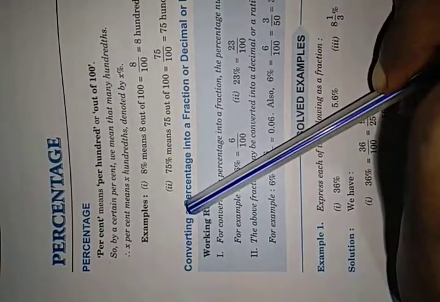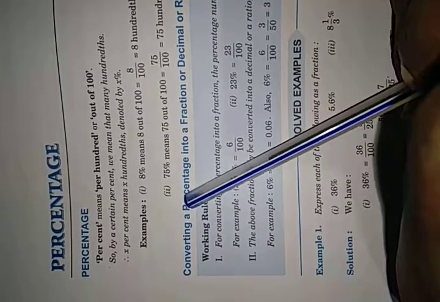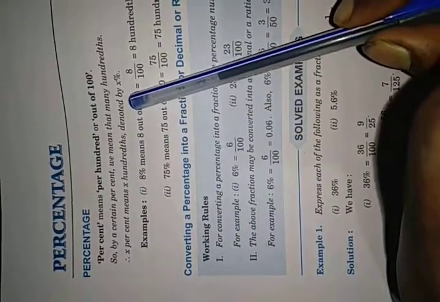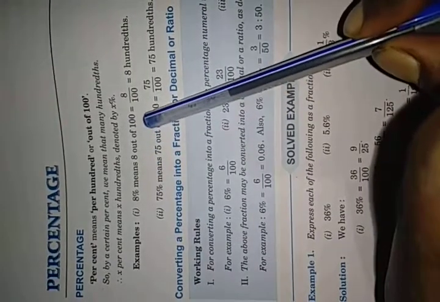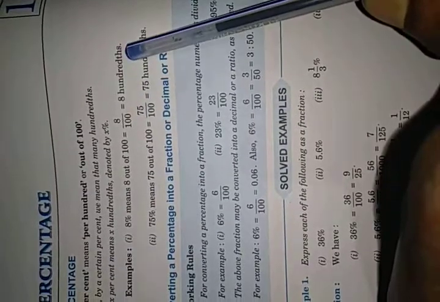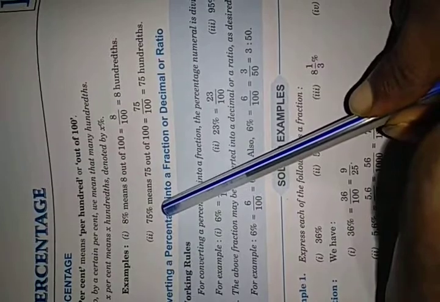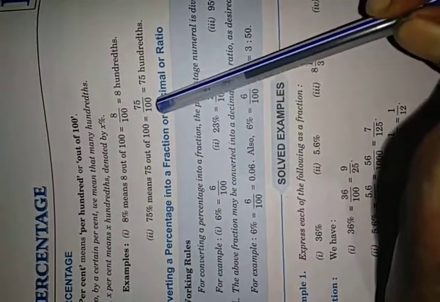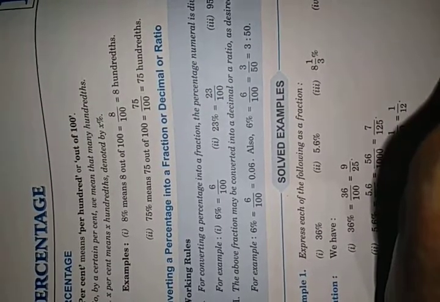So by a certain percent we mean that many hundredth. Therefore x percent means x hundredth, denoted by x%. For example, 8% means 8 out of 100 equals 8 by 100 equals 8 hundredths. 75% means 75 out of 100 is equal to 75 by 100 is equal to 75 hundredths.